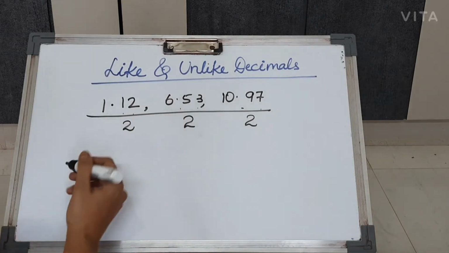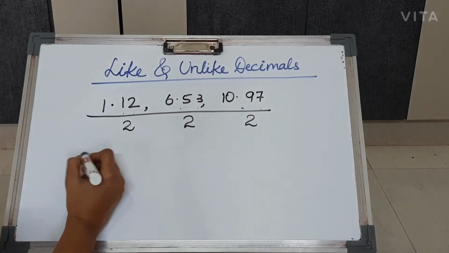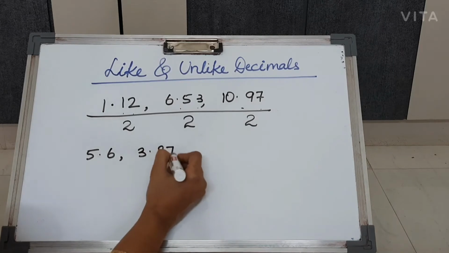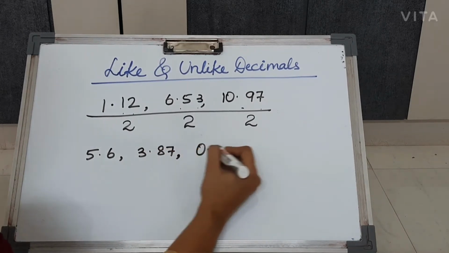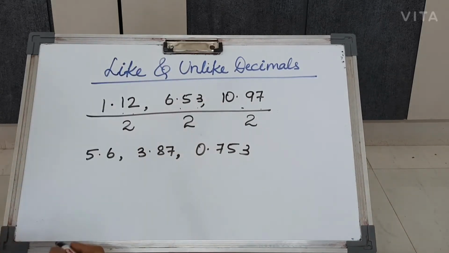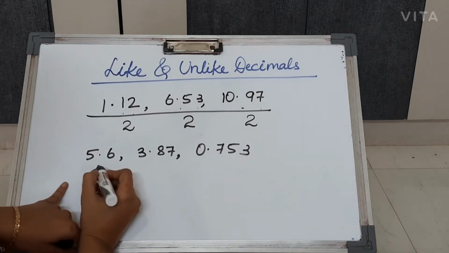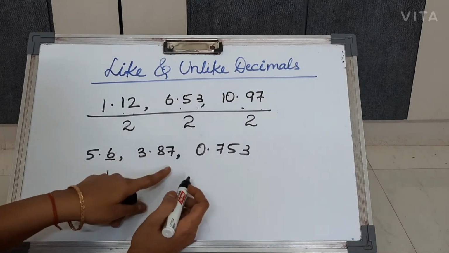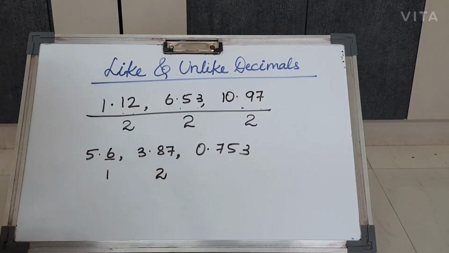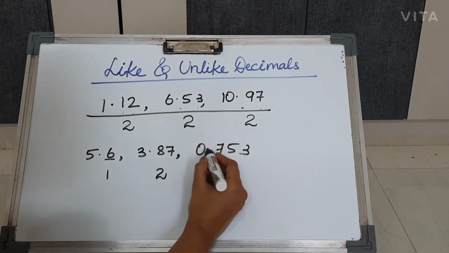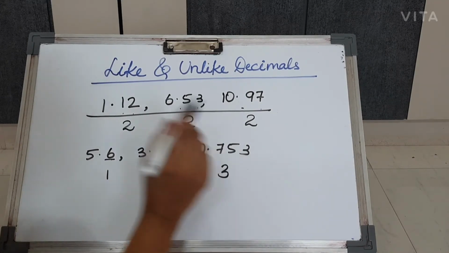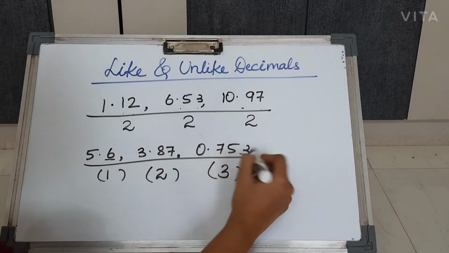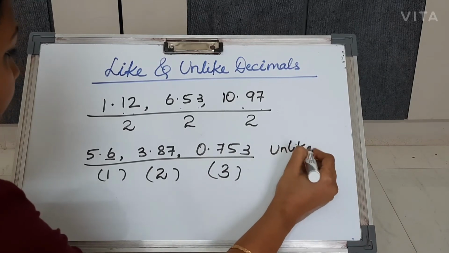Now suppose we have a question: 5.6, 3.87, 0.753. You can see here the first has 1 decimal place only. After the decimal we are counting. Here, how many numbers are there after the decimal? 2, that is 2 decimal places. Here after the decimal there are 3 numbers, that is 3 decimal places. So this is called unlike decimals.